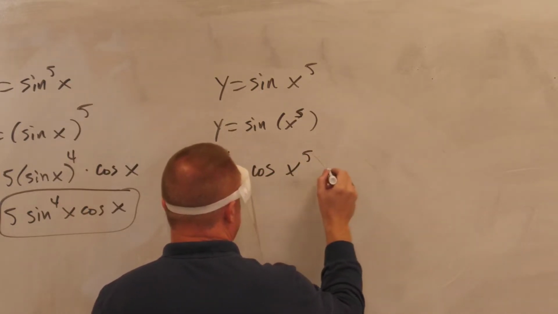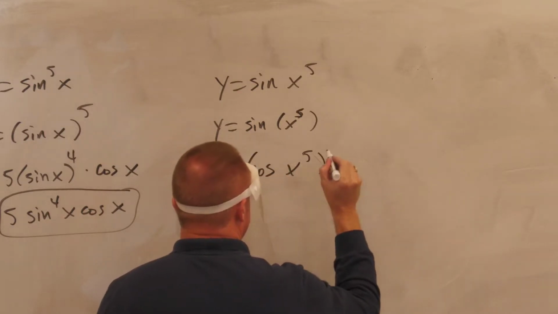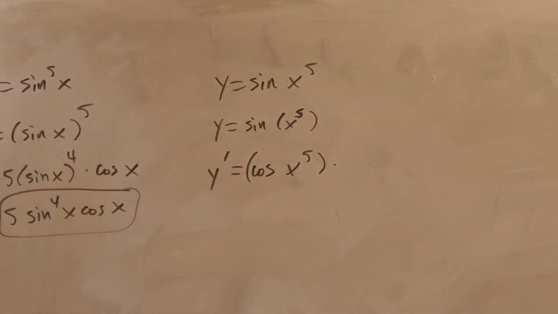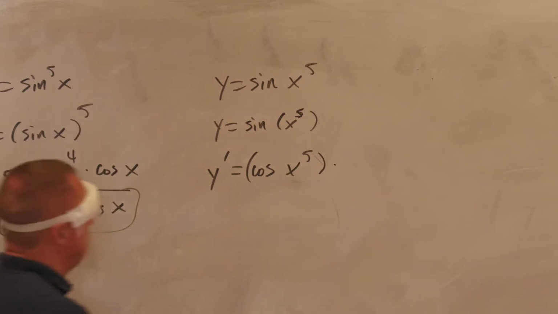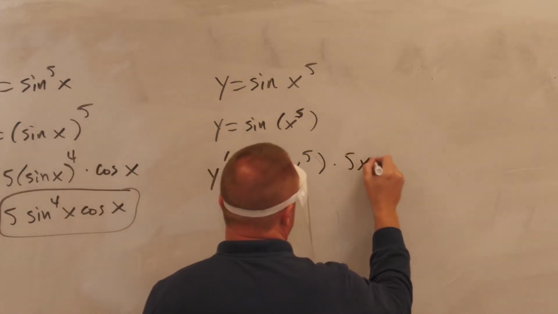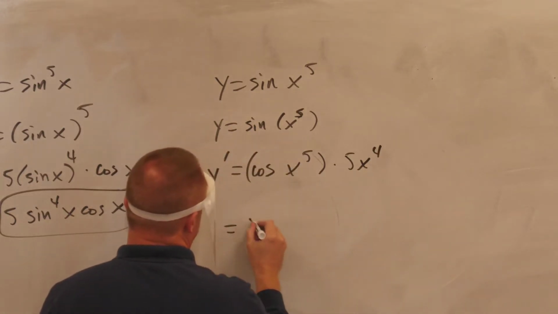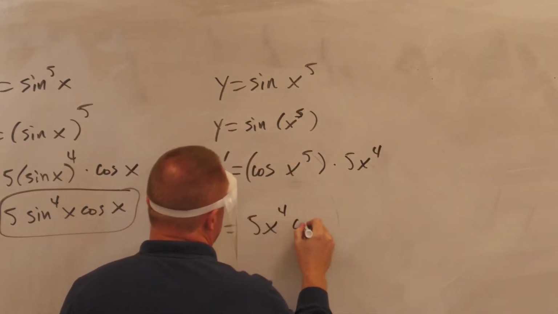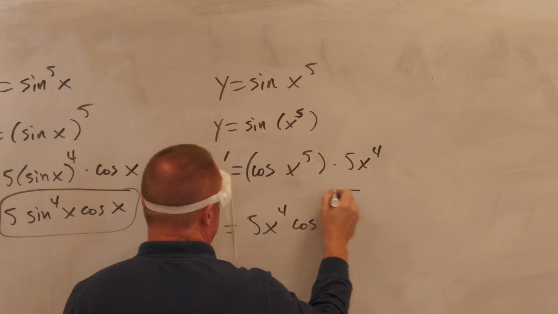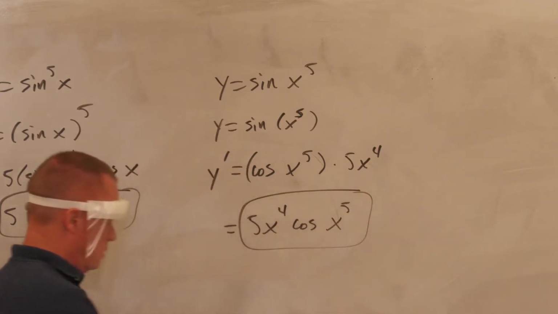Now I got to multiply that times the derivative of the inside function. The inside function is x to the 5th. What is the derivative of x to the 5th? 5x to the 4th. Power rule, right? So the derivative would be 5x to the 4th times cosine x to the 5th. Okay?